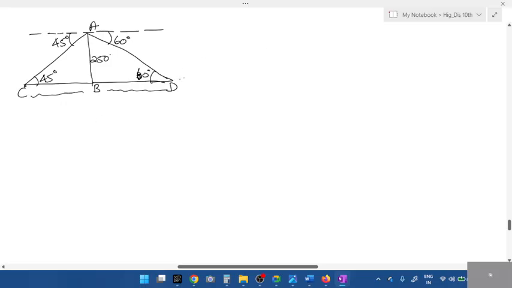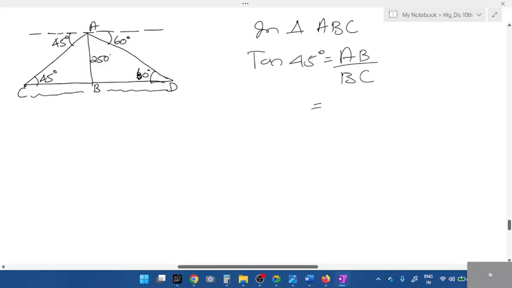Which is the first triangle I need to take? All of you will respond. Triangle ABC, right? In ABC, what is tan 45? Tan 45 is equal to AB divided by BC. Write it according to alphabetical order. You can write BC or CB, anything is fine. Tan 45 is 1, AB is 250. What is the BC value? BC is equal to 250 meters. So let me write 250 here.